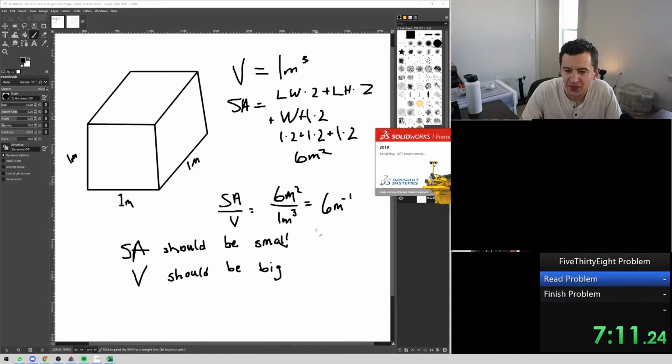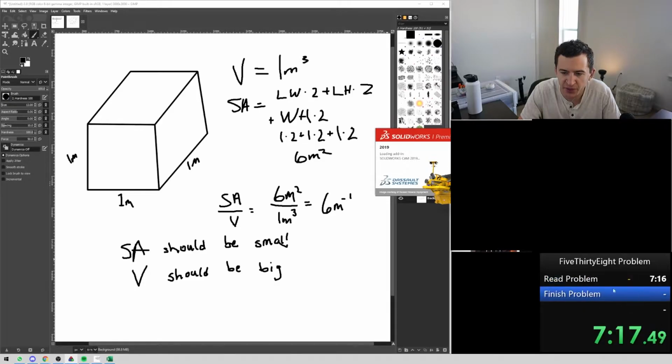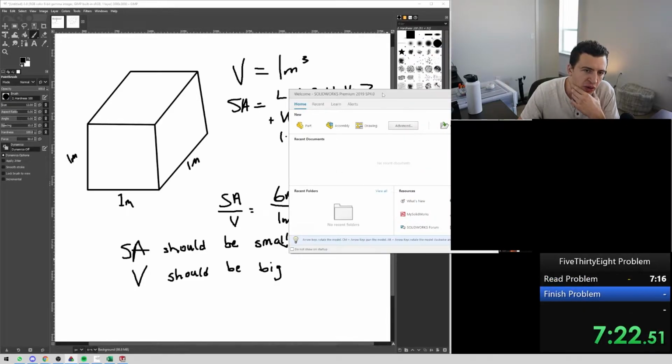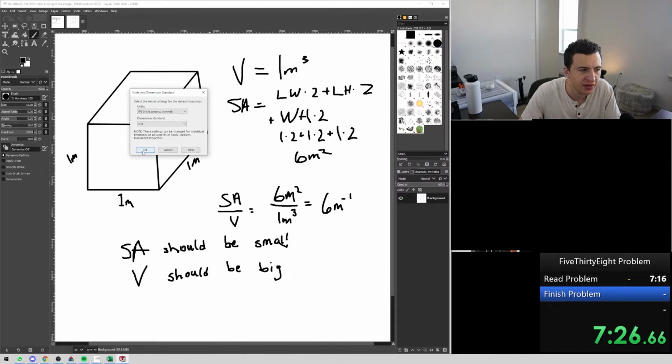which I'll do. All right, so we can tick off that we've read the problem. Now we're into the solving part. And so why am I using SolidWorks? I don't know. It's kind of fun.